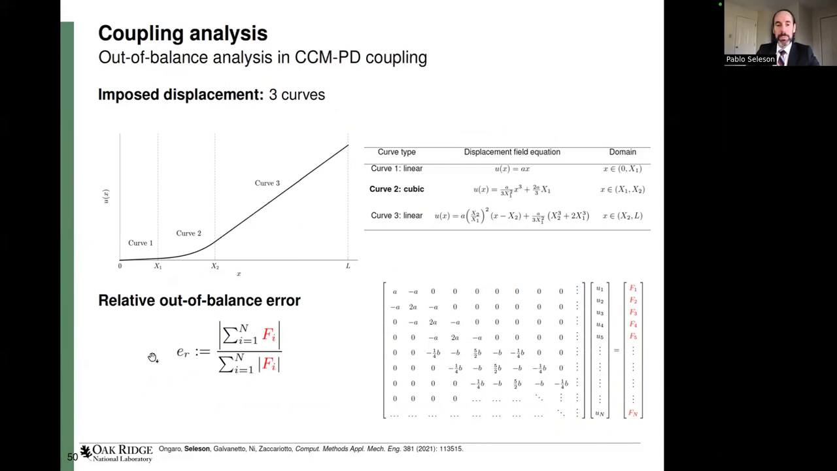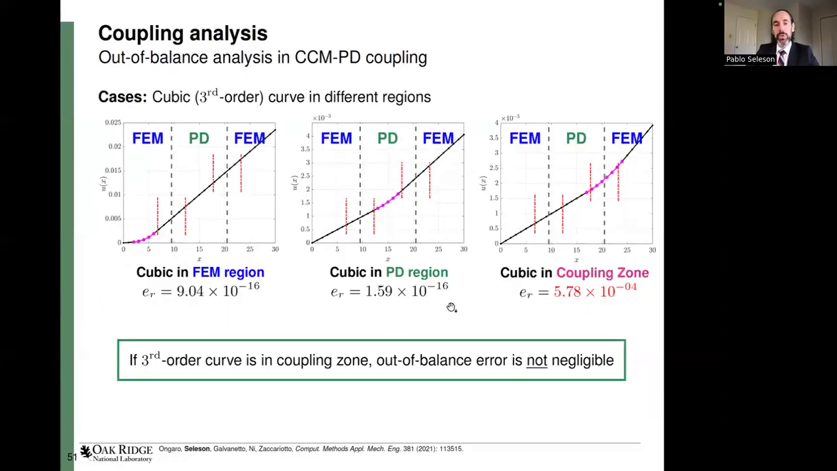With these forces, we can compute the relative error. And the displacement field we're going to impose is a piecewise profile, which has two linear profiles, curve 1 and 3, connected with a cubic profile. And what we are going to do is just change the location of this cubic profile so that whenever it is in the finite element region, we get negligible error. Similarly, when it is fully inside the peridynamic region, but when it is in a coupling region, we obtain a not negligible error.